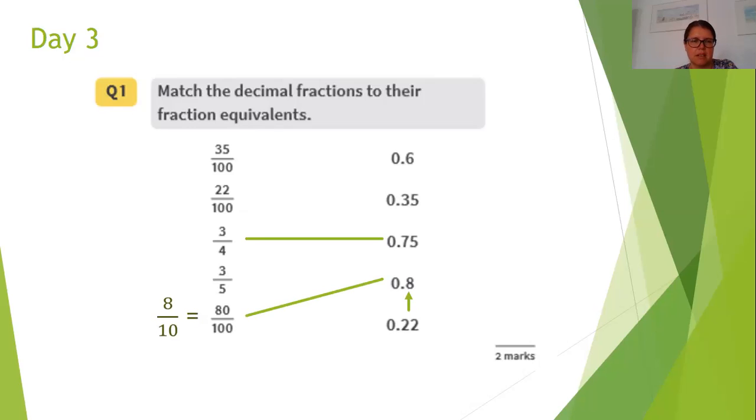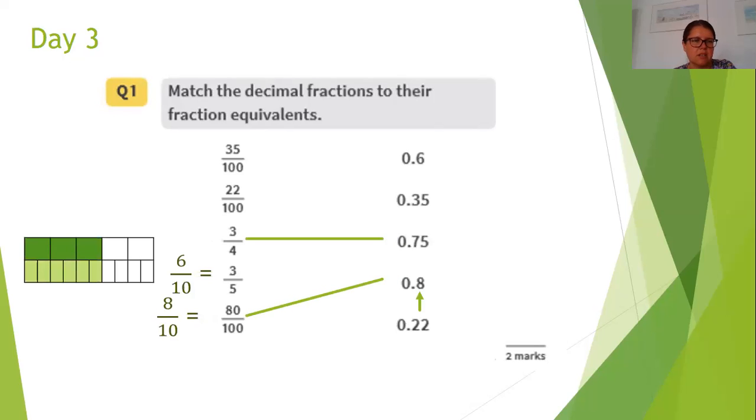I've got another one here that I can see I can change into tenths, and I'm going to demonstrate that slightly differently. This time I'm going to look at a bar model to show me the 3/5, so I can see that I've got 3 out of 5 coloured in on the top bar, but I want to turn that into tenths. So if I look at the bottom bar, which is in tenths, I can show that the equivalent is 6 tenths. So again, on the right hand side, I should have 6 tenths, and there we go, we've got a match there. I'm left with 35 hundredths and 22 hundredths.